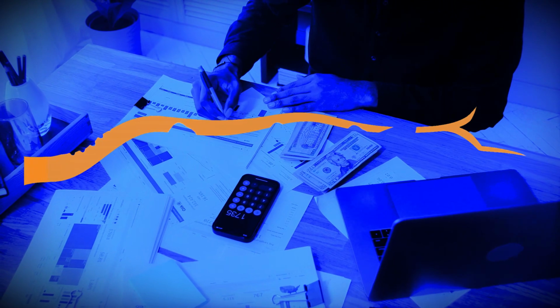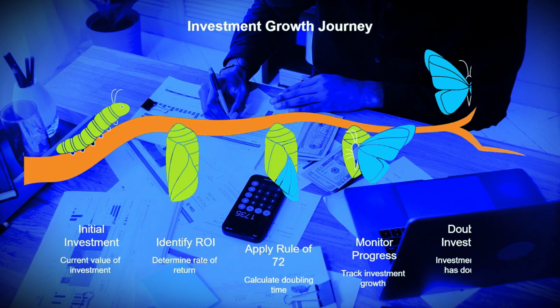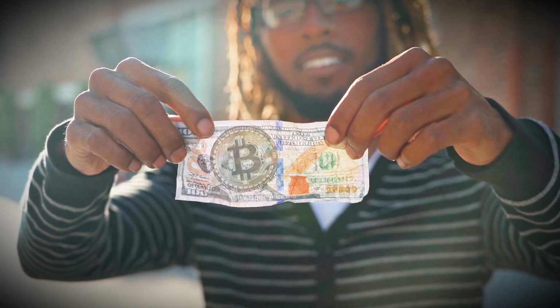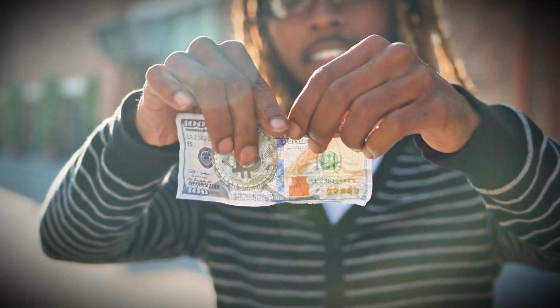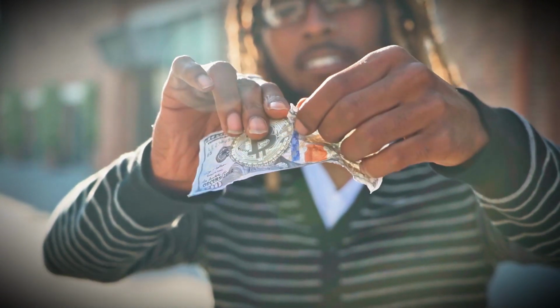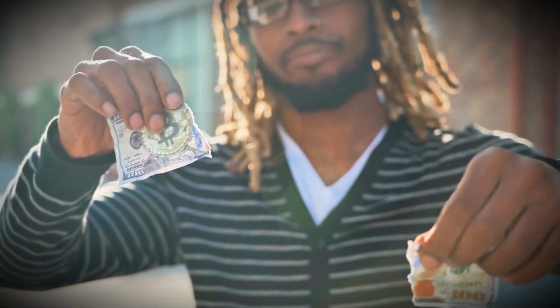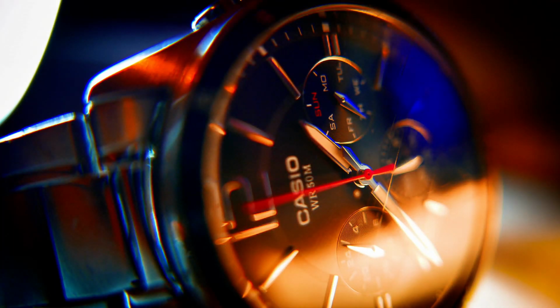This rule isn't only great for tracking investment growth, it also helps you understand how inflation works. At 3% inflation, your money's buying power halves in about 24 years. It really shows why even a small difference in ROI can have a big impact over time.